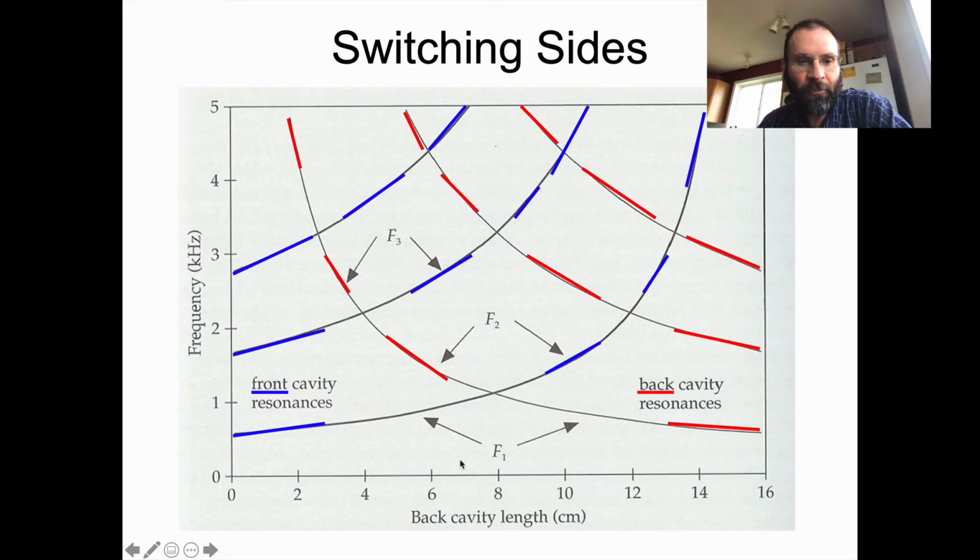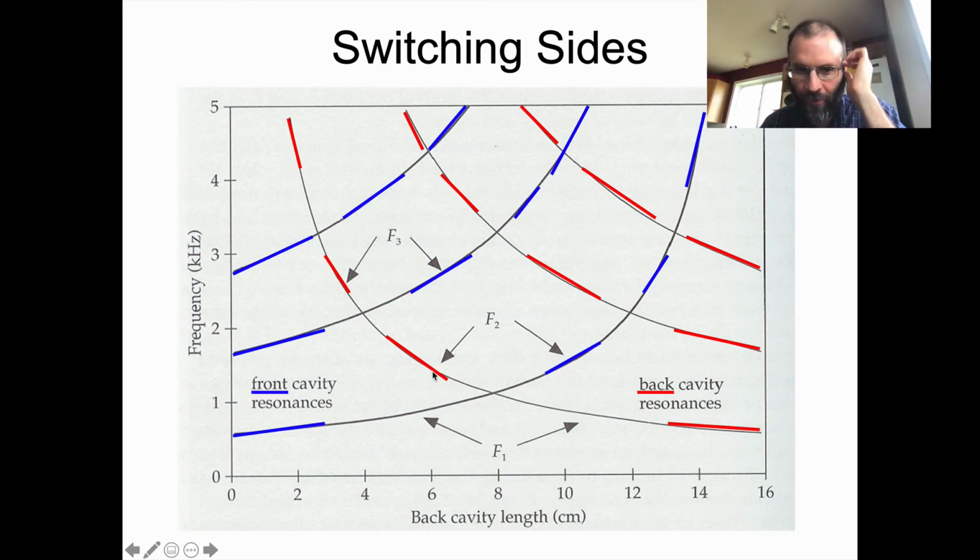So based on a back cavity length of 6, I know this is my F1 for the back cavity alone. My F2 winds up being this for the back cavity alone. F3 is going to be way up here somewhere. It doesn't fit on the graph. But F1 is going to come from the front cavity because it's longer. It's 10 centimeters. So that's why it's lower here. So this is my F2 for the front cavity. This is my F3 somewhere up here for the front cavity.